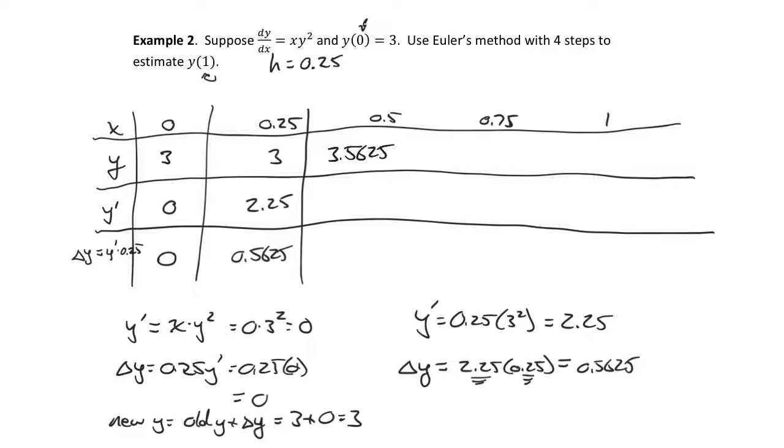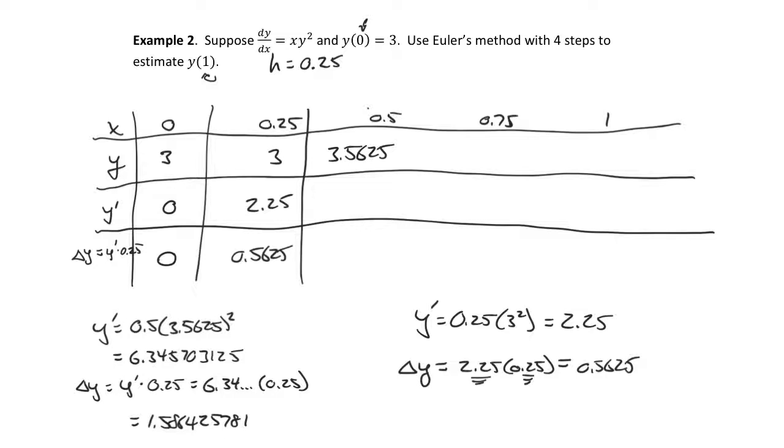Now we're going to take the difference in x and y. We're going to take x, I'm sorry, not the difference. That was the previous example. We're going to take y prime, which is x times y squared. When we do this, 0.5 multiplied by 3.625 squared gives us this 6.34 number.